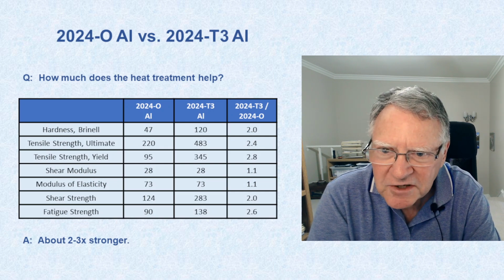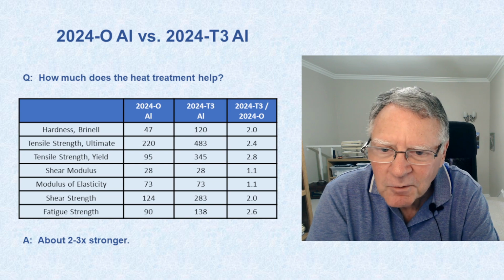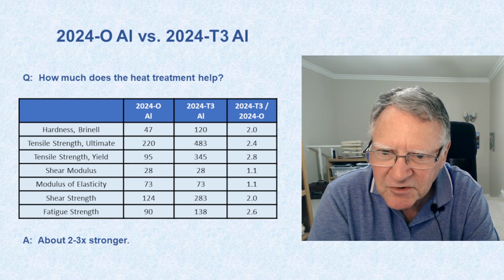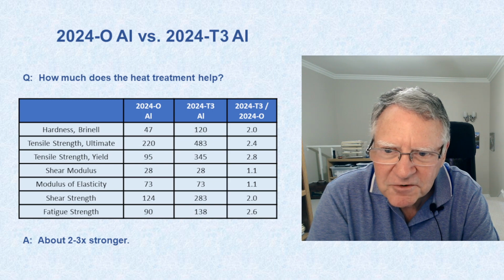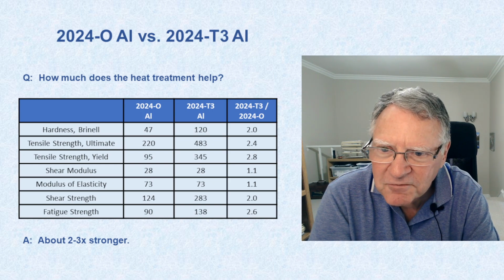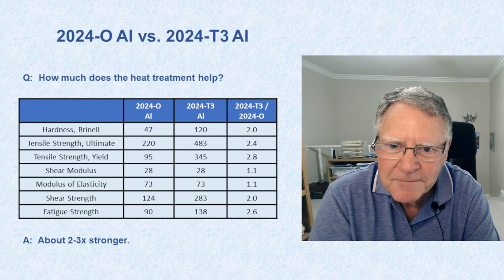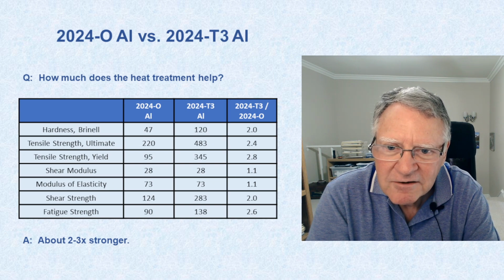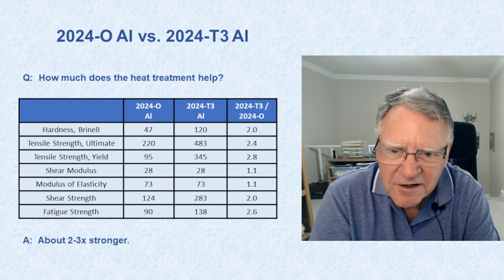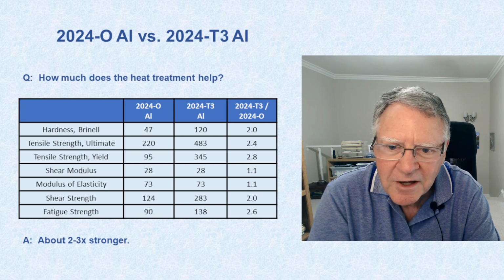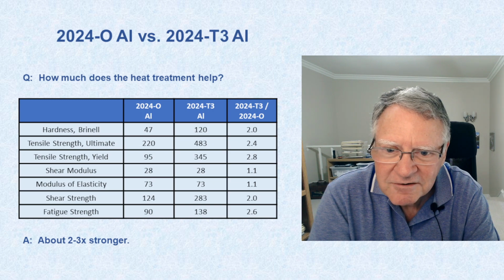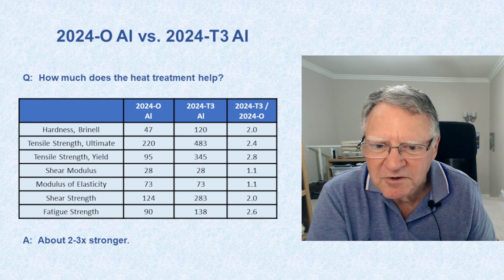So how much does this heat treatment help? Well, you do the same thing. You just take the numbers in the previous table, and you take the 2024 T3 divided by the 2024-O, and that's the third column here. And you see that you get another factor of 2 to 3. So that's probably an even bigger deal than adding the copper in the first place.